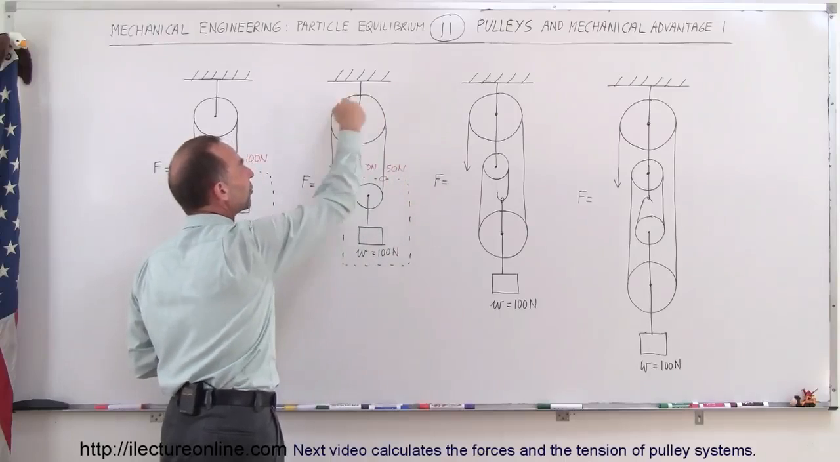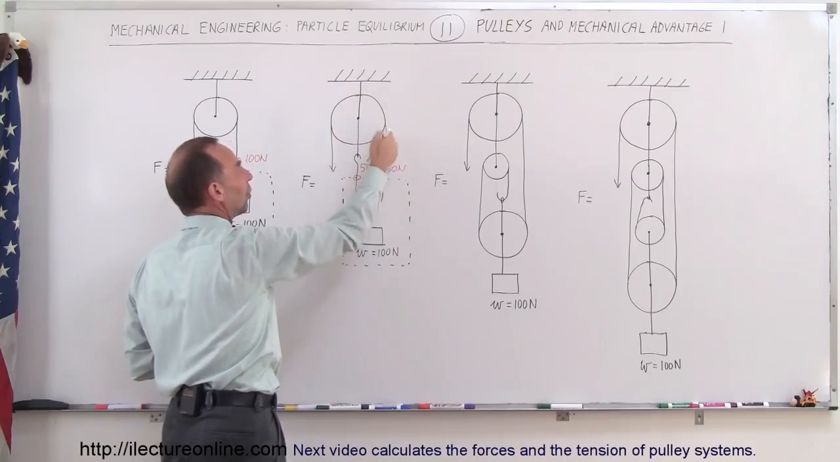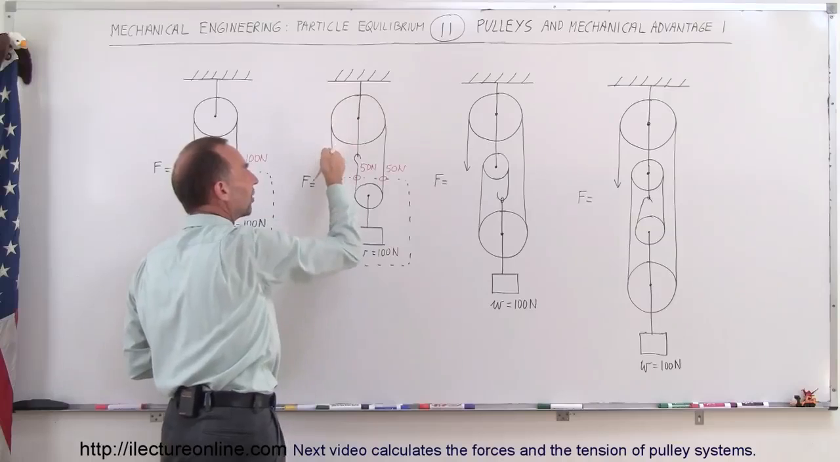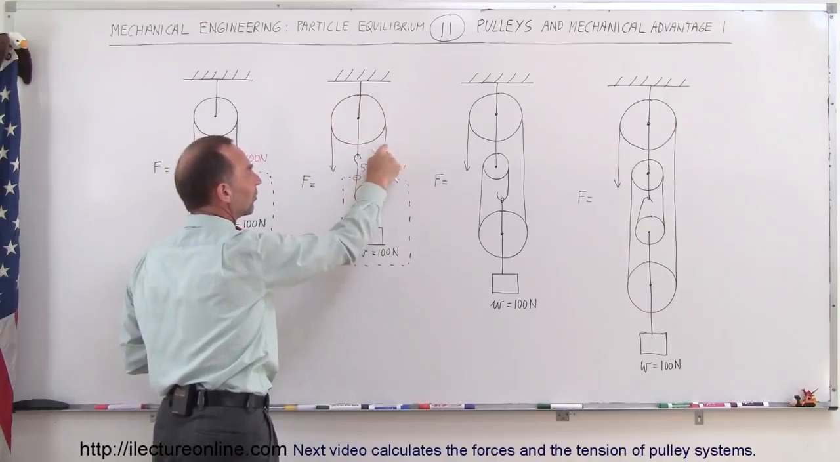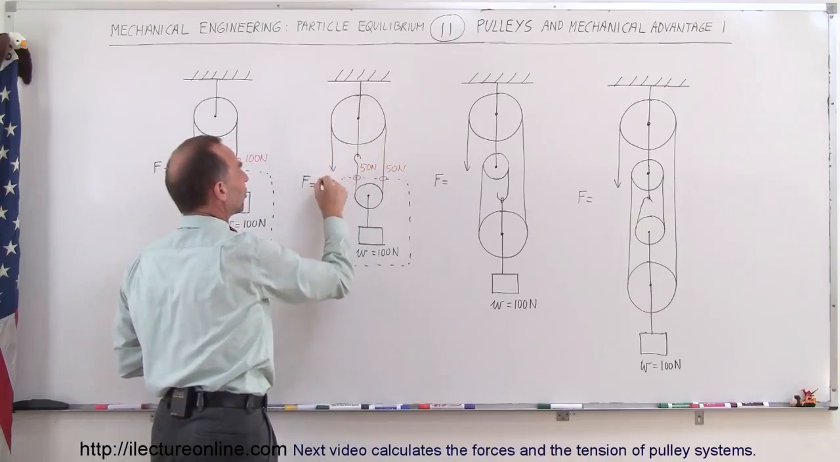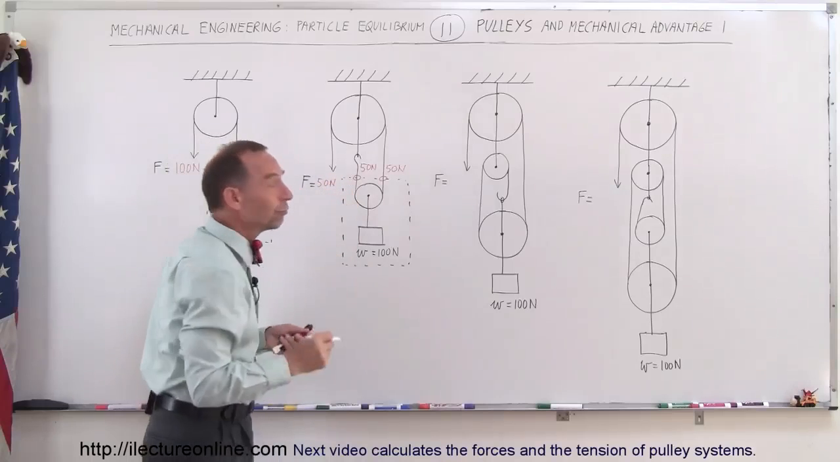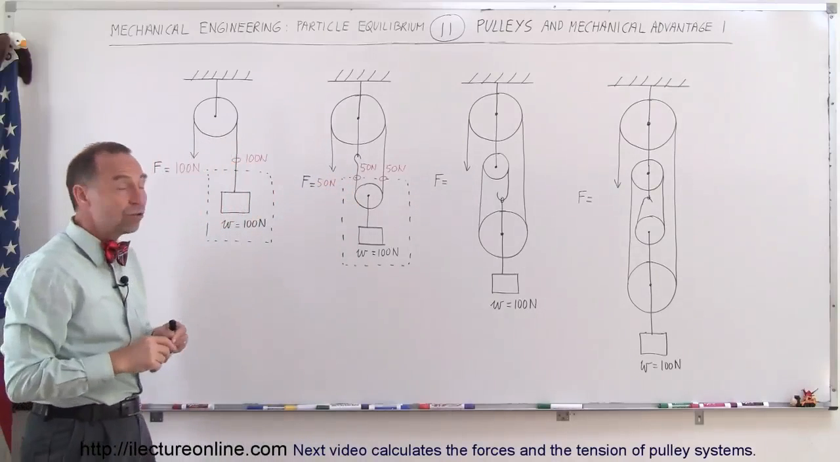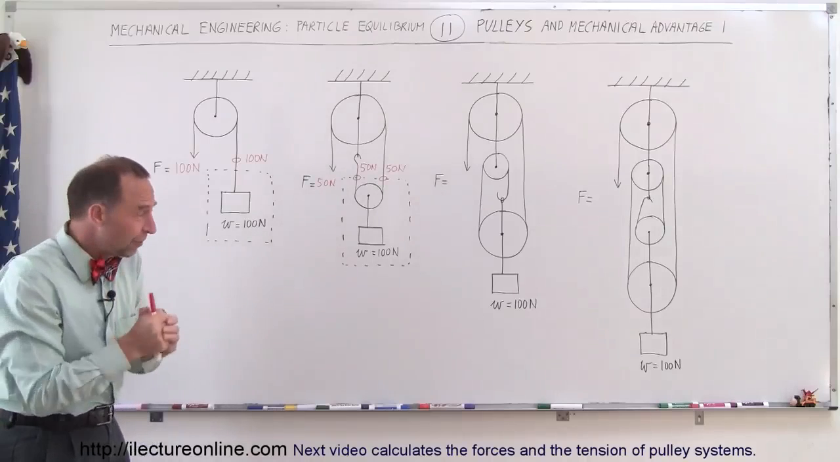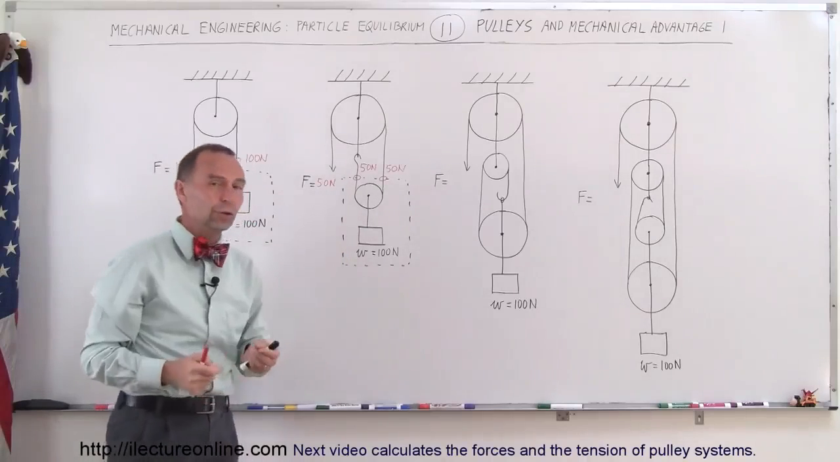Then you come up here and you realize that this rope right here is the same as the rope on the other side, and therefore the tension here must be the same as the tension there. Therefore you know that this must be a 50 newton force required to lift it up, which means that you only have to pull up with a force of 50 newtons to lift an object of 100 newtons.